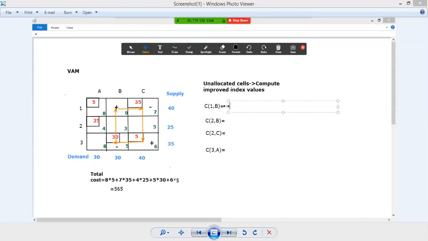Now we have to compute the net cost. It is plus 9 minus 7 plus 6 minus 5, which will be equal to 3. In the same way we have to compute the costs for all the unoccupied cells.